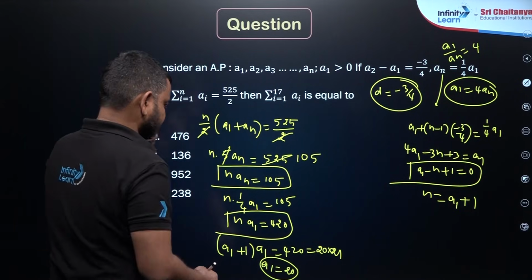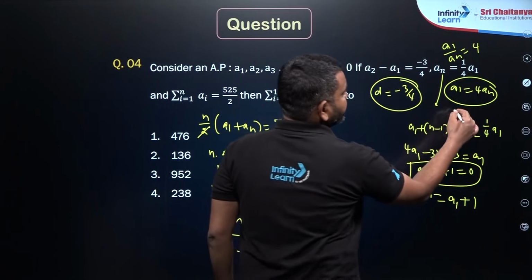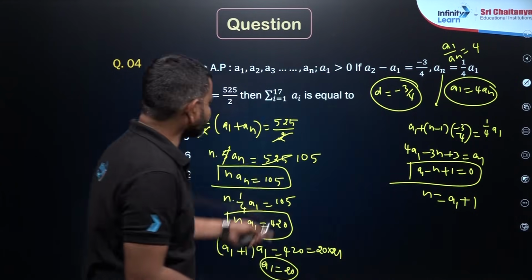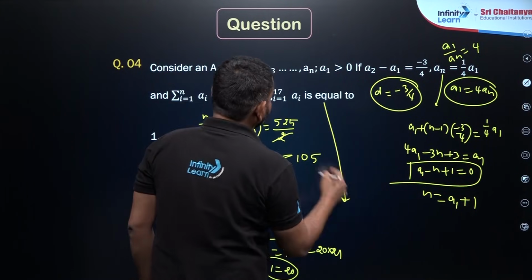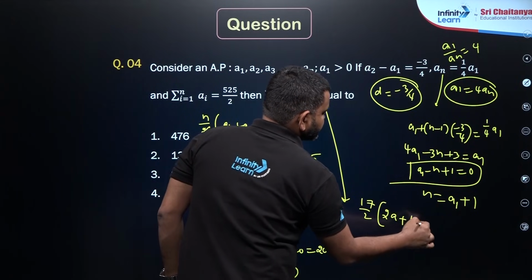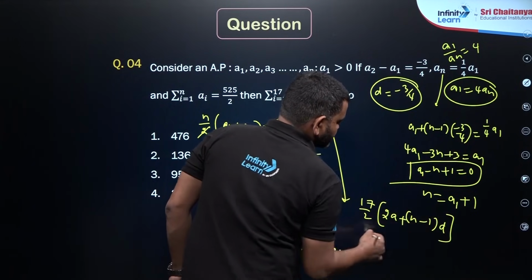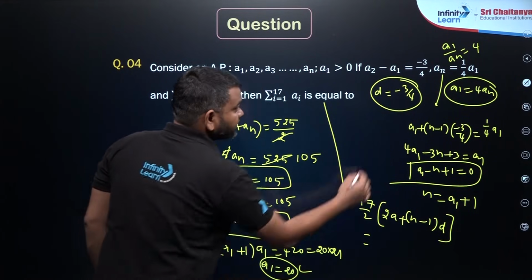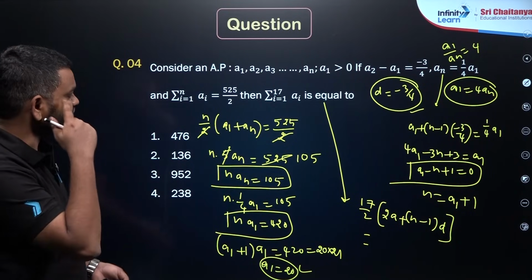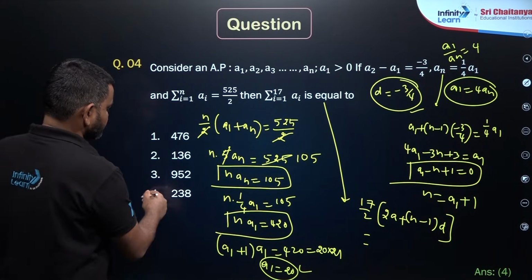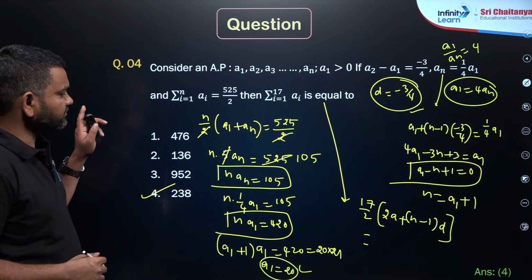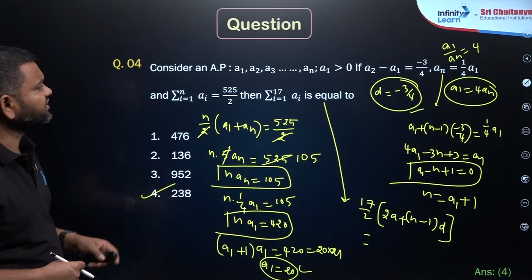a1 value is 20. If a1 value is 20, then an value is going to be what? From here, an we don't need basically, because this is what we are looking at. The answer of this will be what? 17 by 2 into 2a plus n minus 1 into d. So all the values you have here, a1 is here, d is here, the remaining is you can solve, substitute the values, you will be able to simplify, and if you simplify, you are supposed to get 238. Okay, very simple, but a little bit of lengthy, as I told you in the starting.